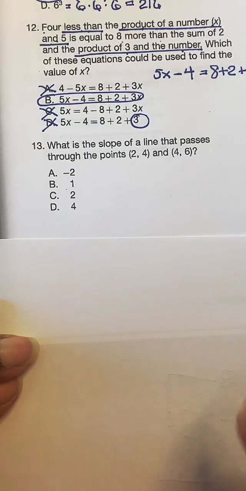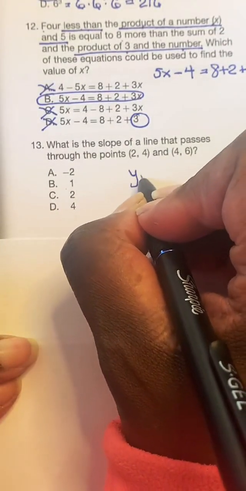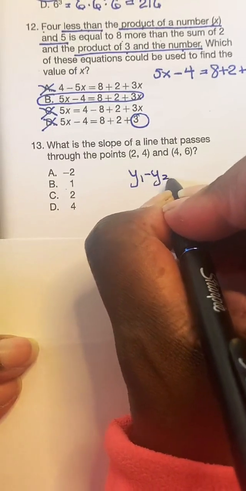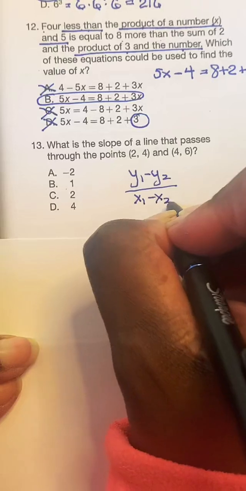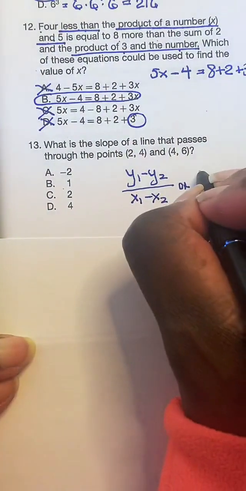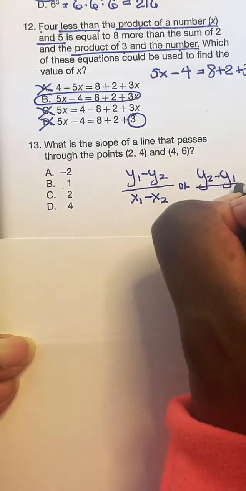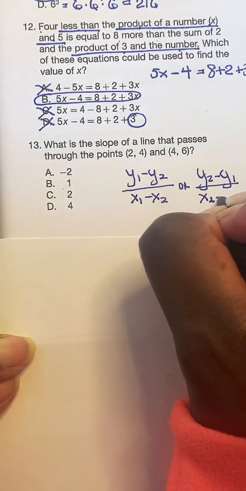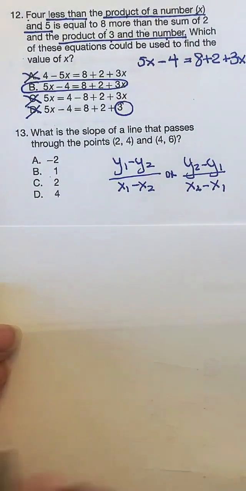Something, Ebony. Close. So it's going to be your y1 minus your y2 over your x1 minus your x2, or it could be your y2 minus your y1 over your x2 minus your x1. So remember, your y's are always going to be in the numerator. So you just have to flip it around. Yep, so you got rise over run.